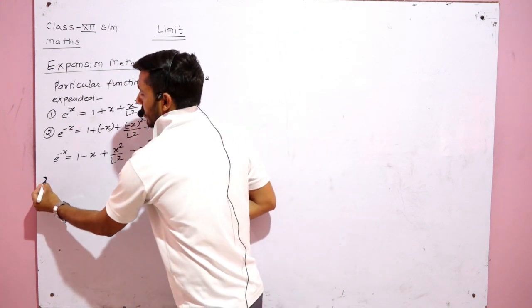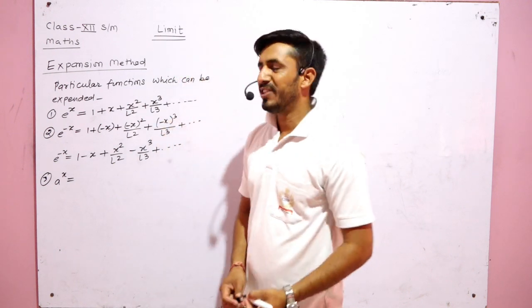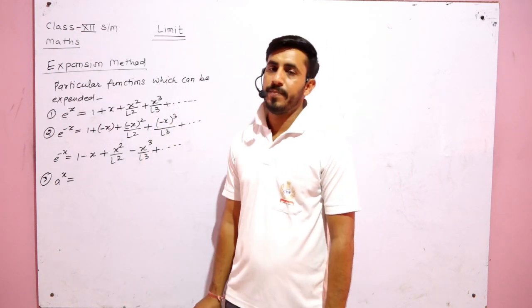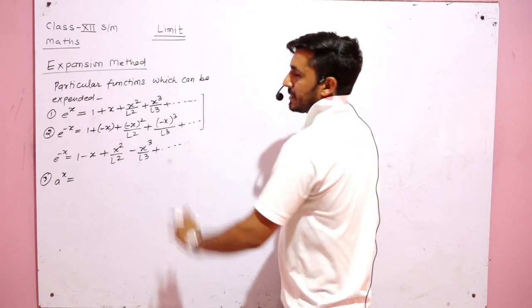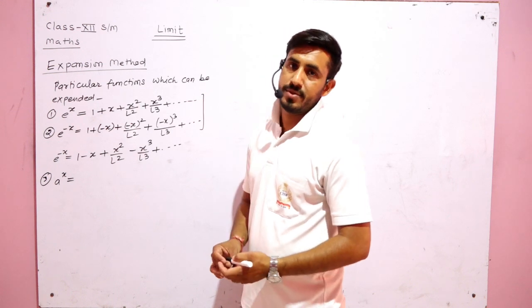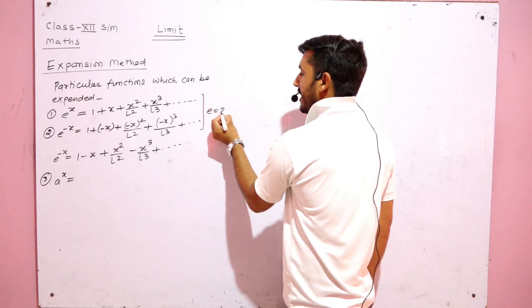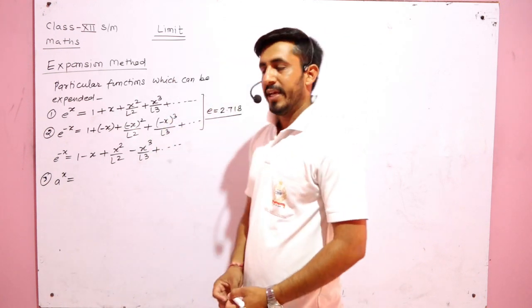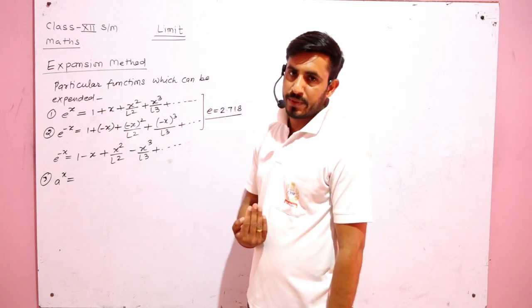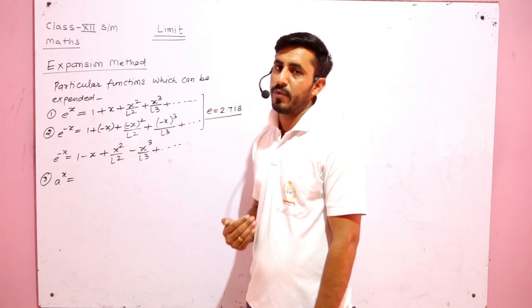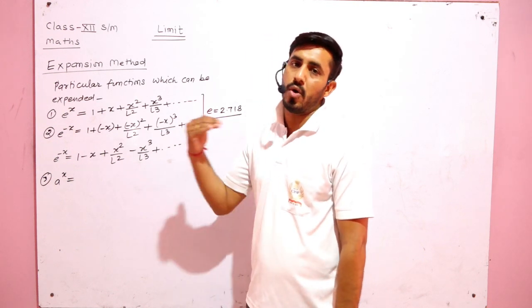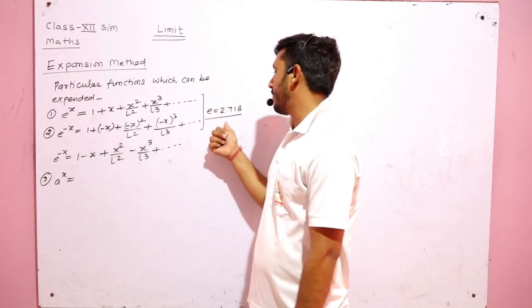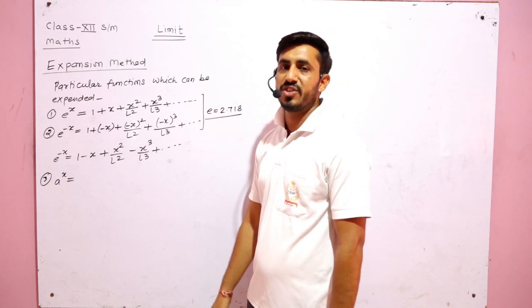The next expansion we can write is a to power x. First we have to know what is e and what is a, and the difference between a and e. As we know, e is taken as the basic exponential function's base, where the value of e is taken as 2.718. The value of a may take any value, like a equal to 1, 1.2, 2, 3 and so on. a can take any value, but you should remember the value of e will always be constant, e equal to 2.718.